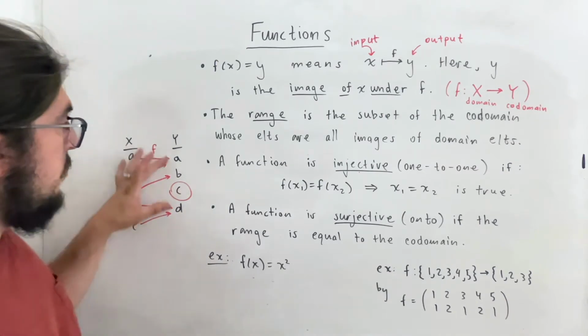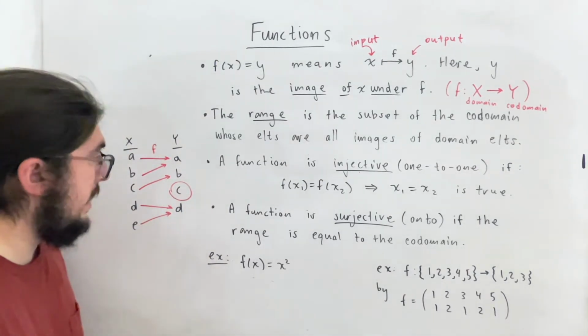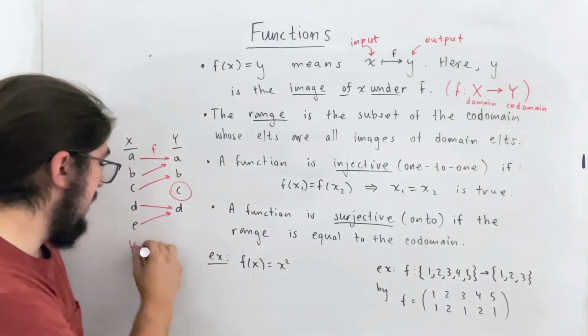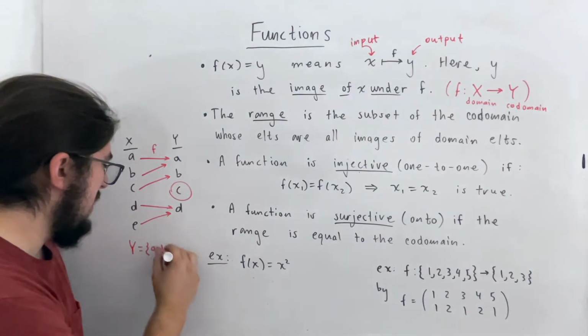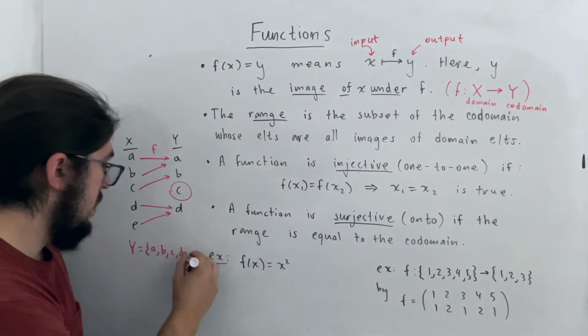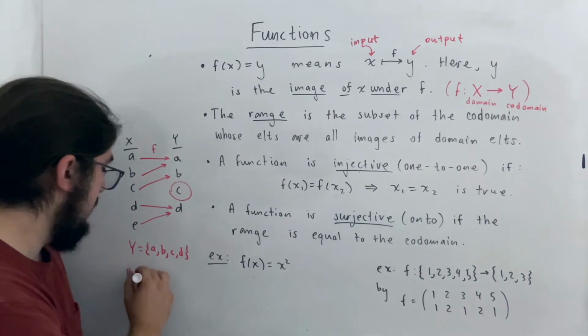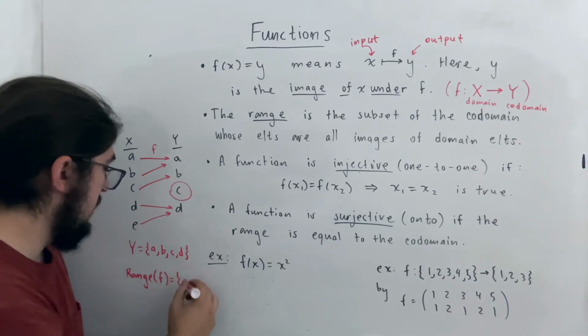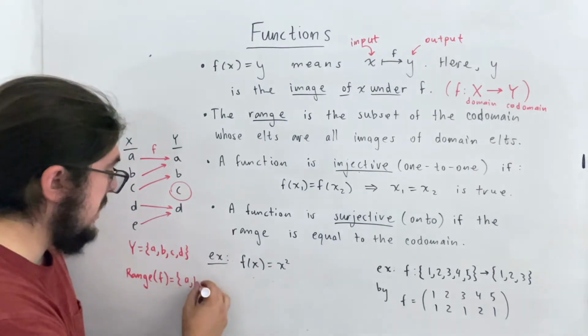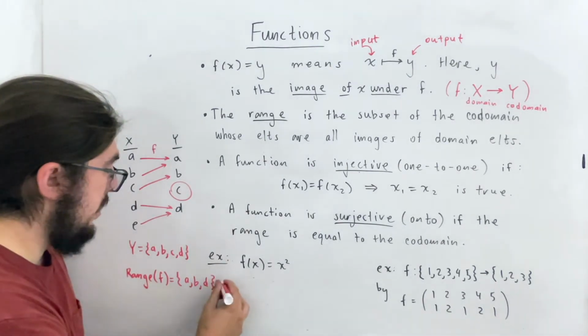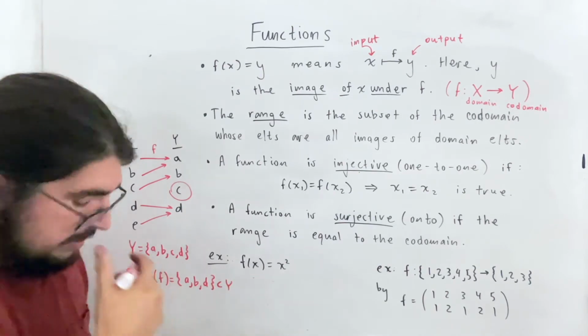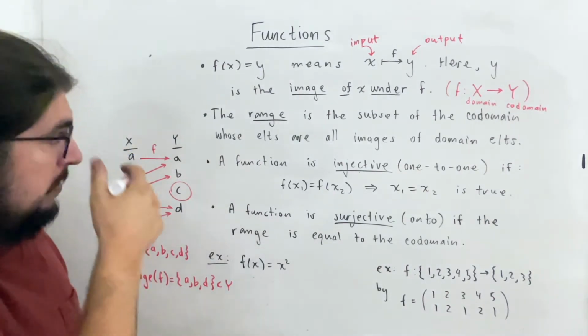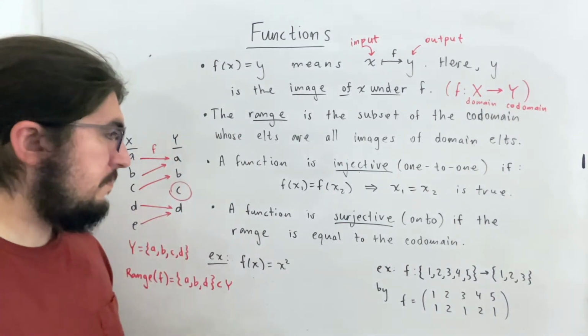So notice I say the range is a subset because Y is the codomain. So Y is the set a, b, c, d, and so on. But the range of f, we call it range of f, is not Y itself. It's a, b, and d. But notice this is clearly a subset of Y. It's a proper subset of Y. So hopefully range now makes sense. Okay.